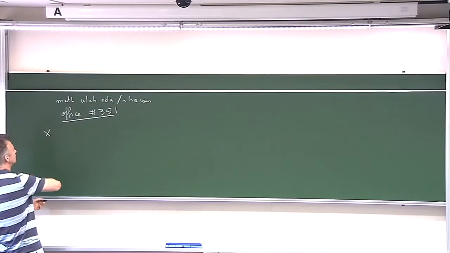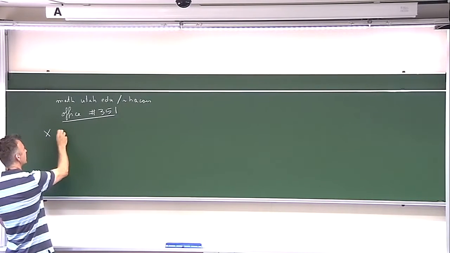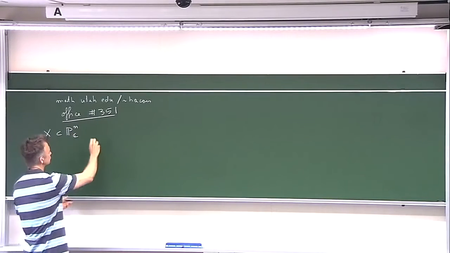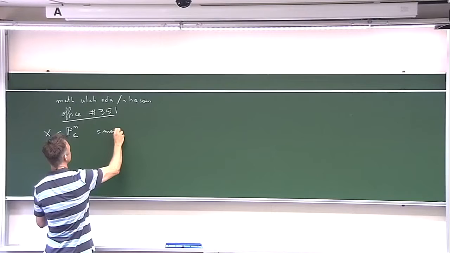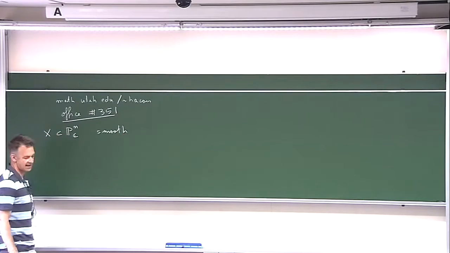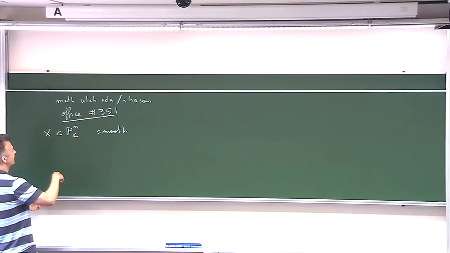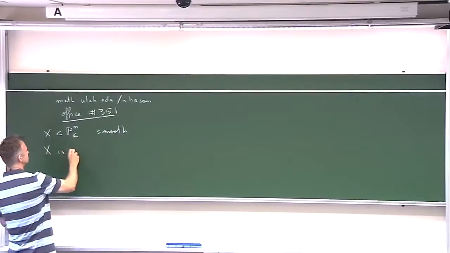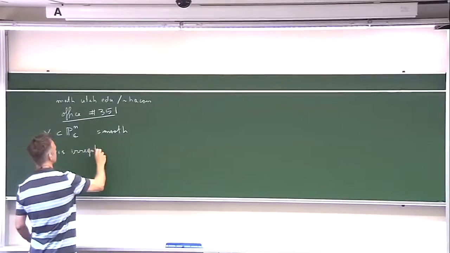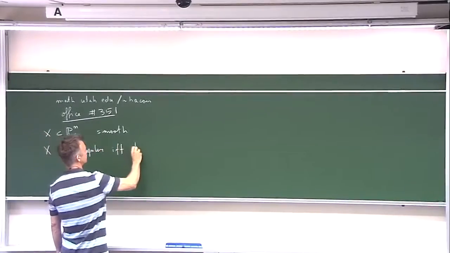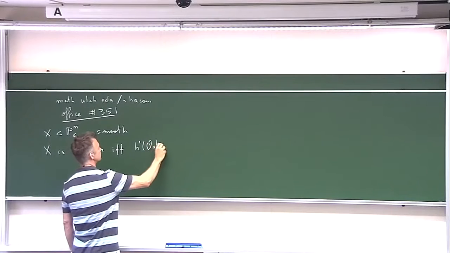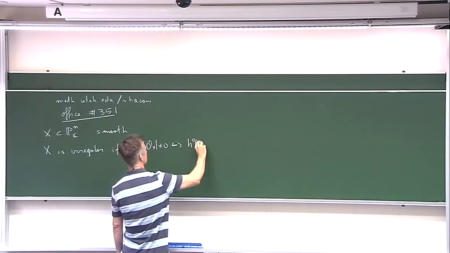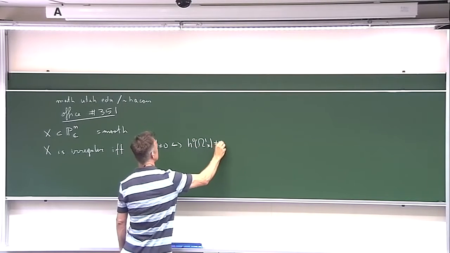For now, this will change at a certain point. Let's assume that X is a complex projective variety. And let's also assume, for simplicity, that it's smooth. Then we say that X is irregular if it has a non-vanishing holomorphic one form. So X is irregular if H^1(O_X) is non-zero, which of course is equivalent, since it's a complex projective variety, to H^0(Ω^1_X) being non-zero.